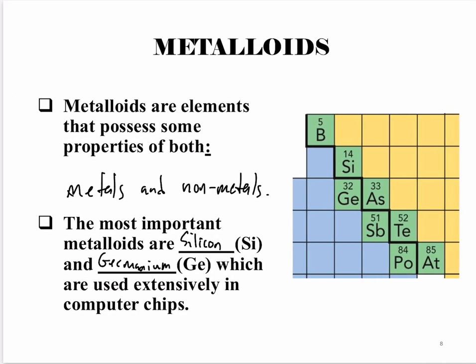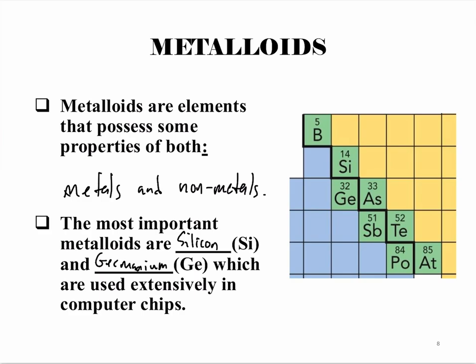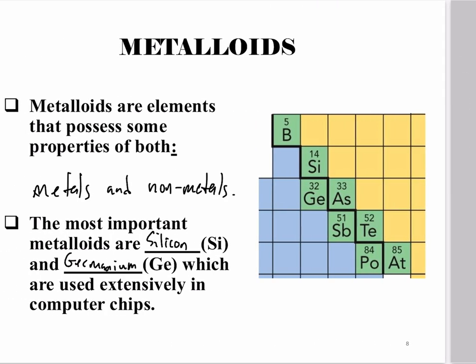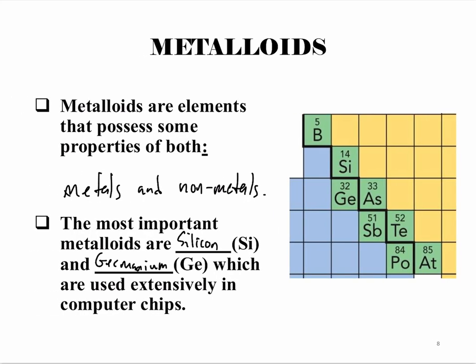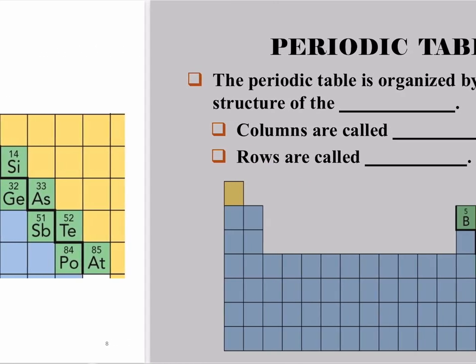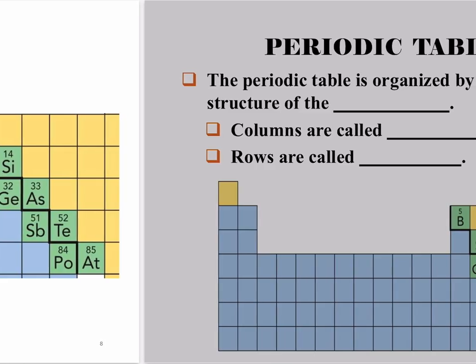And those usually tend to be shiny, right? So if you look at a computer chip, the material the chip itself is made of tends to be shiny because it's metal-like, but it can also be a little bit flexible, like a nonmetal. All right, so those are some of the ways that we can classify the three different classifications we can have for elements on the periodic table. And these are related to their physical and chemical properties.